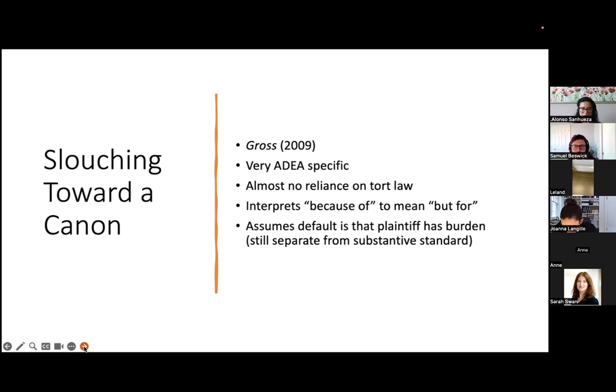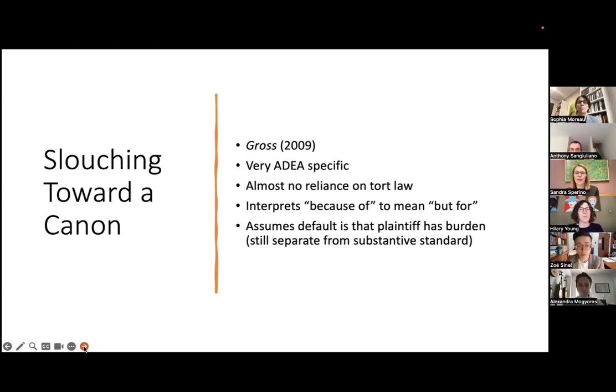Now, what was hard, I think, about the Gross case is that the Age Act basically adopts the language of Title VII almost exactly, with very few exceptions. The causal language is exactly the same. So the language of Title VII, because of, and then a protected trait, is the exact same language in the ADEA, except the protected trait is age instead of race, sex, or other characteristics.